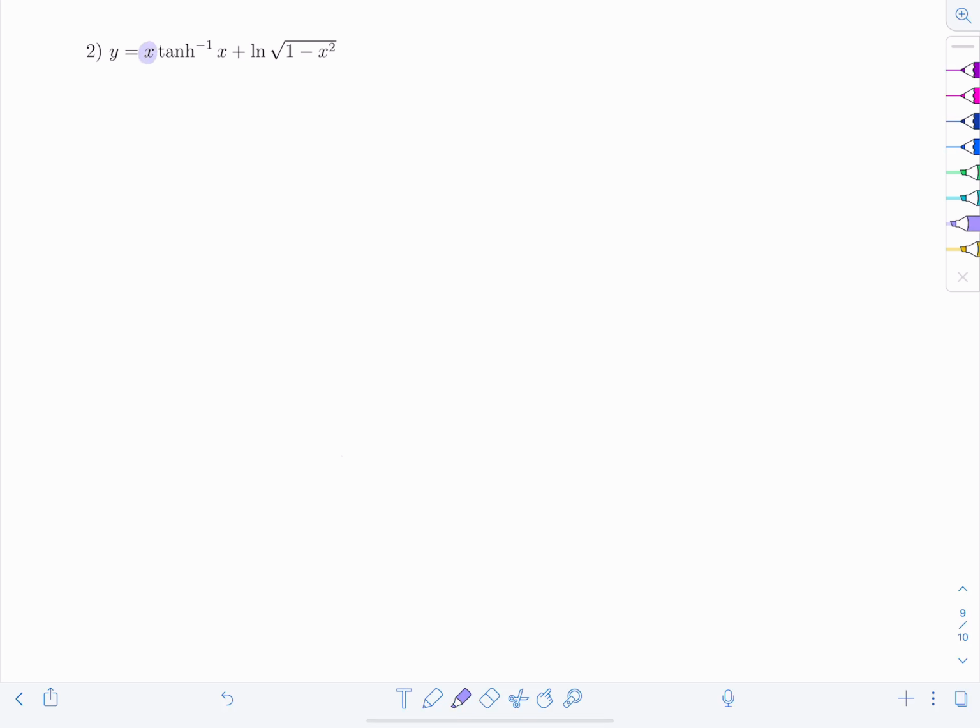So product rule time, right? Because you've got that x, and then you've got the tanh inverse of x, and then the ln rad 1 minus x squared, that's just a chain rule. So y prime equals derivative of x is 1. Leave tanh inverse of x alone. Plus, now leave x alone. What's the derivative of tanh inverse of x? You can check back in your notes. It's 1 over 1 minus x squared. That's its derivative. Okay, cool.